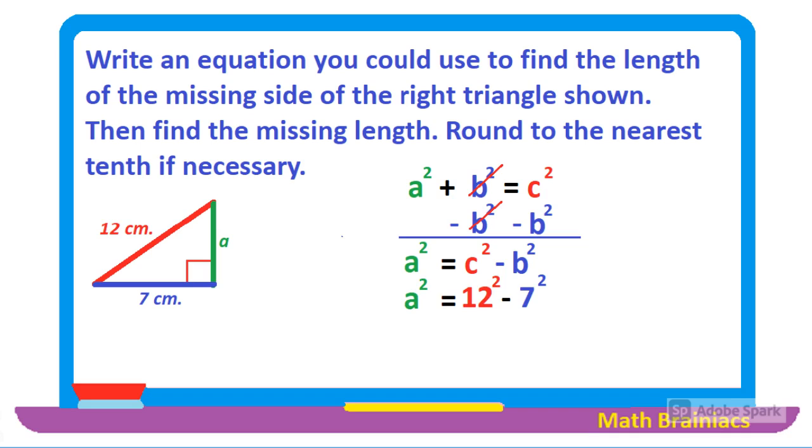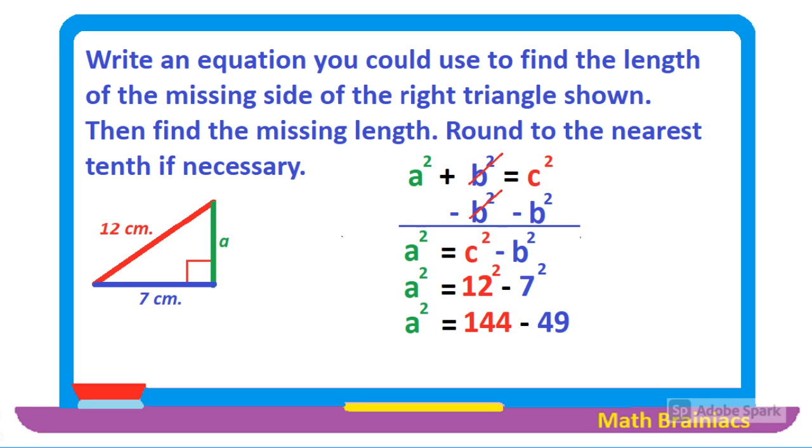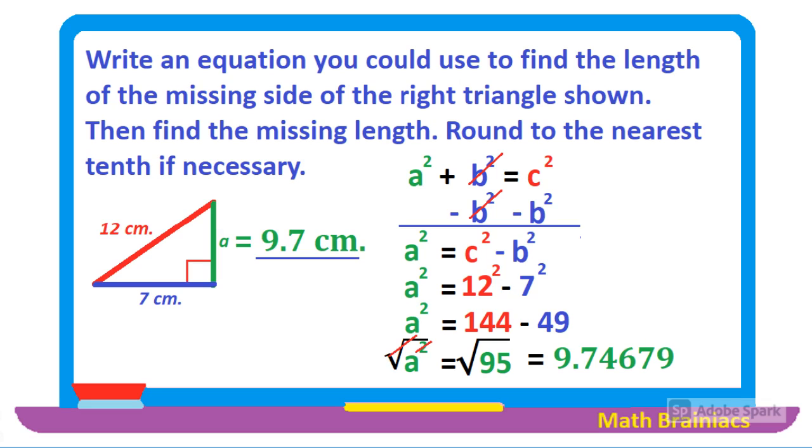Substituting the given values in the equation, it will give us a squared is equal to 12 squared minus 7 squared. 12 squared is 144 and 7 squared is 49. Therefore, a squared is equal to 144 minus 49, and it will give us 95. To cancel out the square, we can apply the square root on both sides of the equation. And we can eliminate the squared and the square root on the left side of the equation. Accordingly, the square root of 95 is 9.74679. Rounding 9.74679 to the nearest tenth, it will give us 9.7 cm.